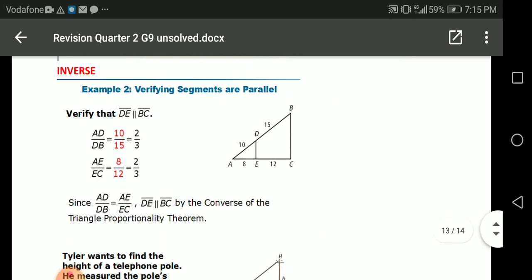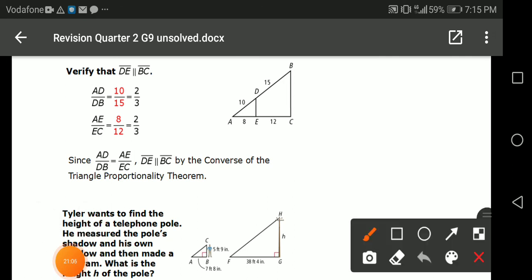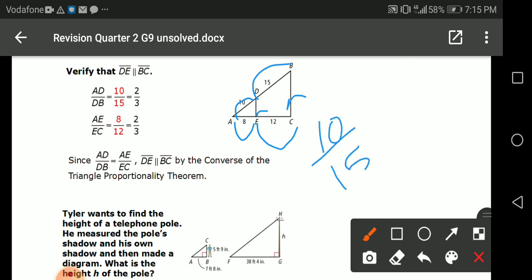Easy, easy. Verifying also whether segments are parallel. Here, if you prove that the ratio AD over DB equals AE over EC, then DE will be parallel to BC. So let's do it. 10 over 15, divided by 5, gives you 2 over 3, right?